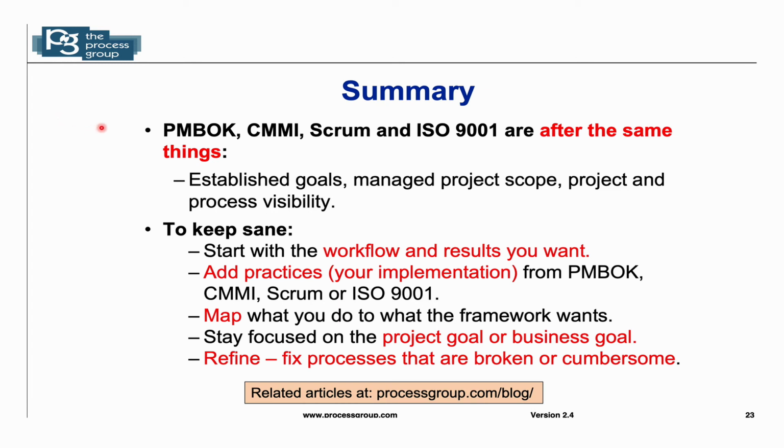In summary, PMBOK, CMMI, Scrum, ISO 9001 are after the same things: to have established goals at a project and business level, managed project scope, managed projects, and managed process visibility to know where you stand in a project. But to keep yourself sane as you do all this and not overwhelmed, I would say start with the flow you want to go through. And then from that point, add practices that are useful to you to fix issues you're having now. Lack of test cases, lack of good requirements, different types of requirements, lack of risk management. There are things in the other frameworks which you can quickly add. And then when you get into a state of being overwhelmed or confused or frustrated, just stop, take a pause for a minute, and focus back on the goal of the project and the goal of the business, and then recognize where these things fit.